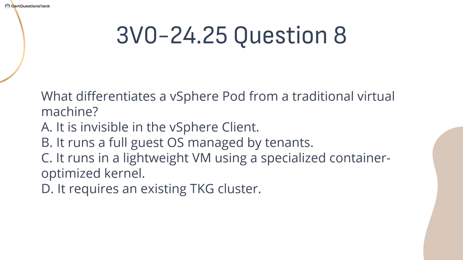What differentiates a vSphere pod from a traditional virtual machine? A. It is invisible in the vSphere client. B. It runs a full guest OS managed by tenants. C. It runs in a lightweight VM using a specialized container-optimized kernel. D. It requires an existing TKG cluster.